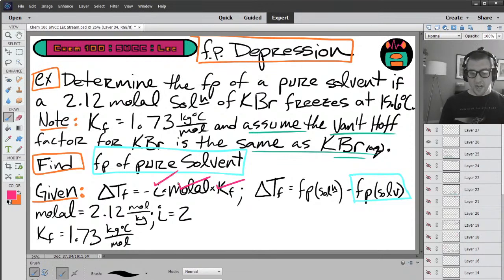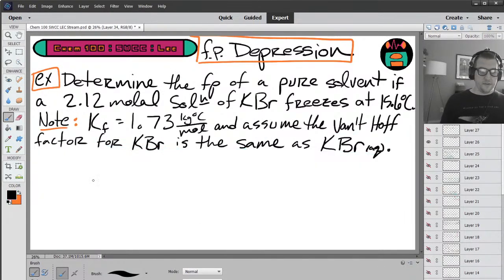So because we know our Vant Hoff factor, our molality, and our Kf, we can solve for the freezing point depression, which means we know how to solve for this, and we can find the freezing point of our pure solvent. So that is the strategy. That is the battle plan of sorts. Now let's dig in, use some algebra to actually solve this problem.